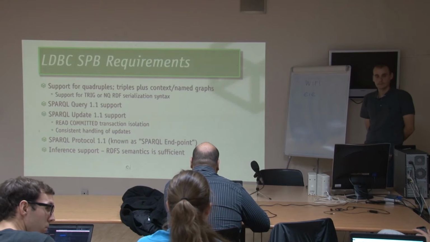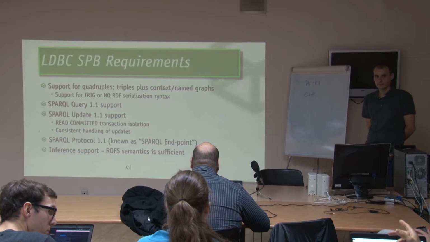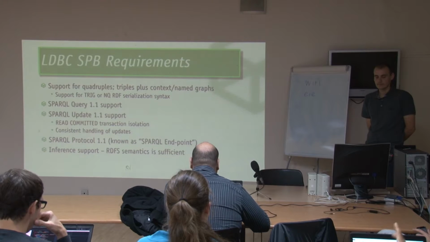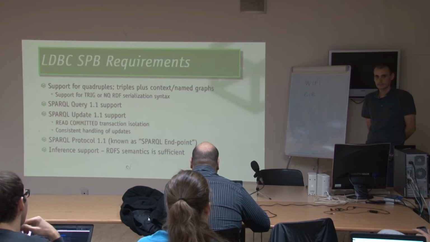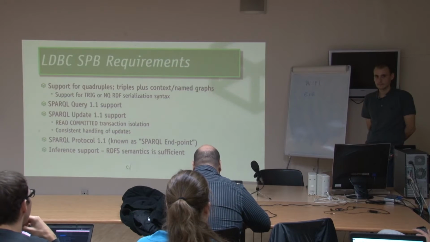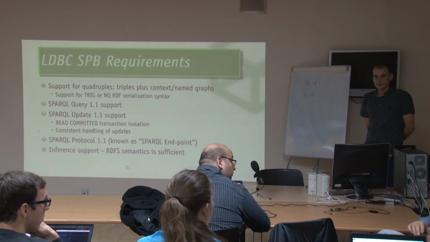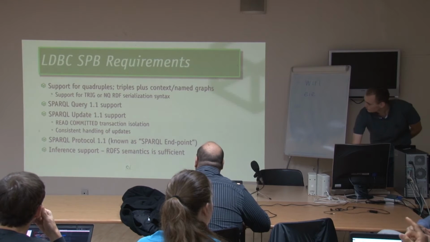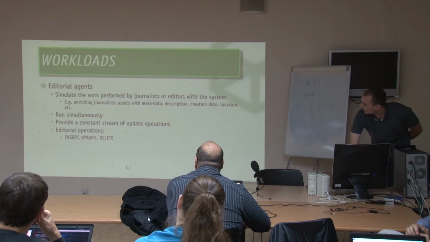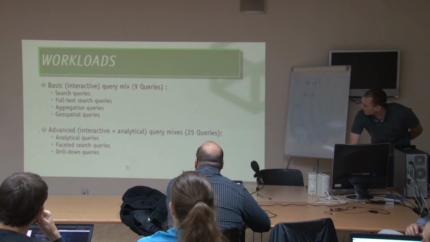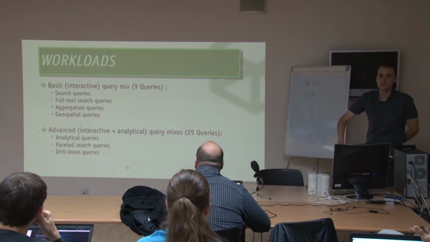Second question. The first time I'm looking at it deeply, but in your benchmark, the interactive and the analytical are combined in the advanced one. This is in the social network one. This is the semantic publishing. It has a basic and then the advanced. Oh, okay. Right, the advanced combines both interactive and analytical. You don't have to. No, you don't have to. Yes.